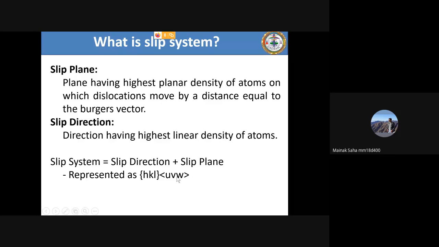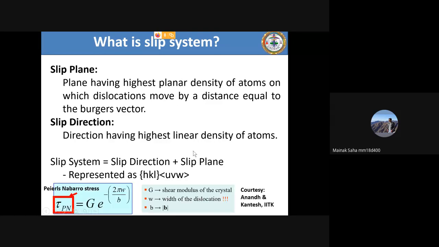So this is the slip system. The slip system is represented by HKL UVW. Now I was talking of this Peierls-Nabarro stress. The reason why a dislocation should move only in this particular plane can be very well explained from this equation: only on the slip plane and the slip direction.